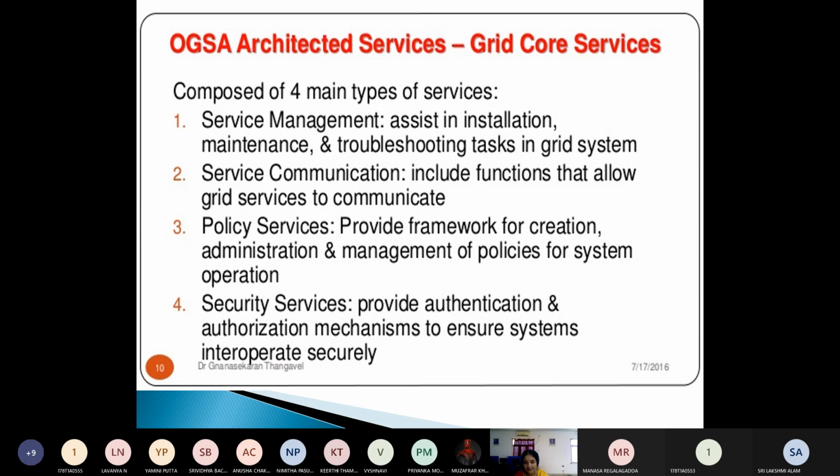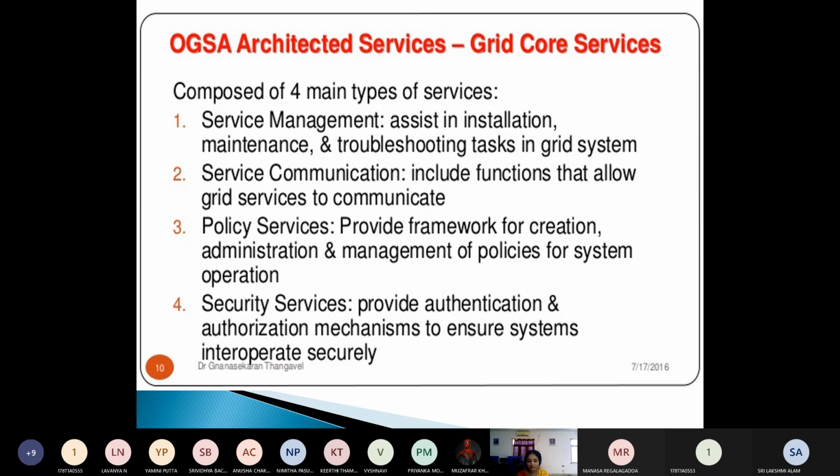Next, security services. It provides authentication and authorization mechanisms to provide interoperable security for the grid service. We provide authentication and authorization mechanisms to the system. So these are the four services in the grid core services: service management, service communication, policy services, and security services.